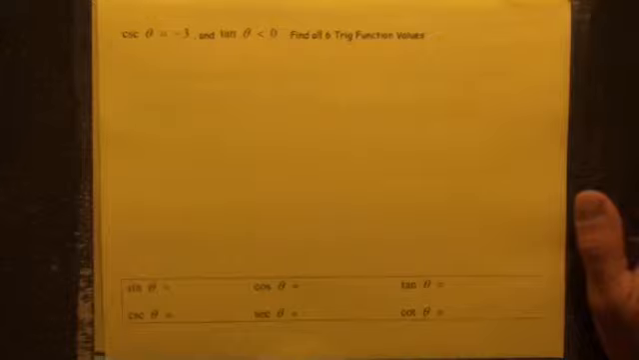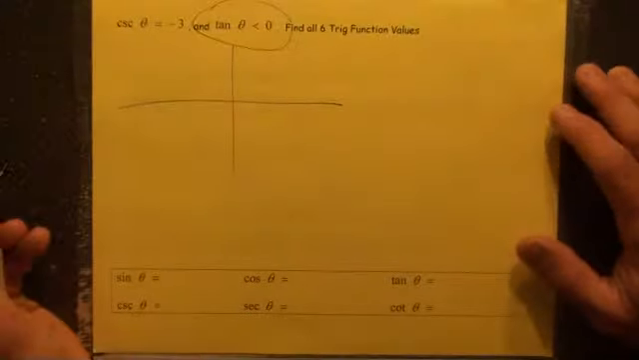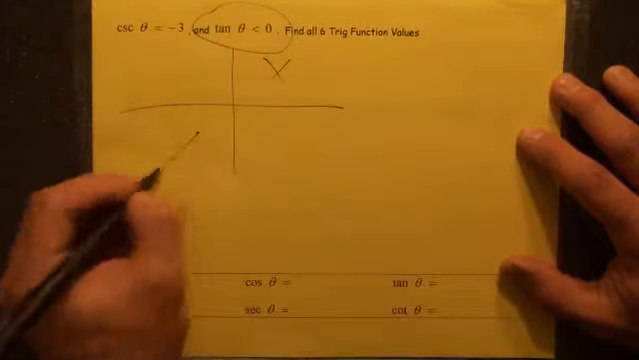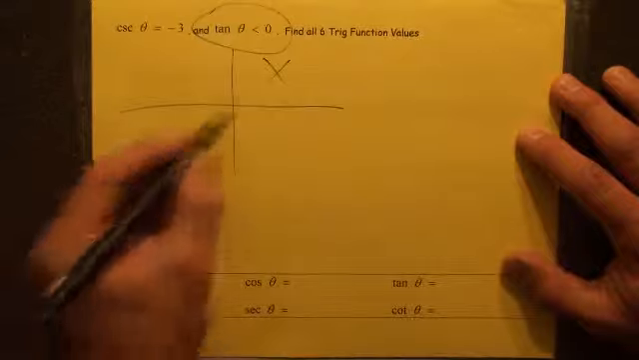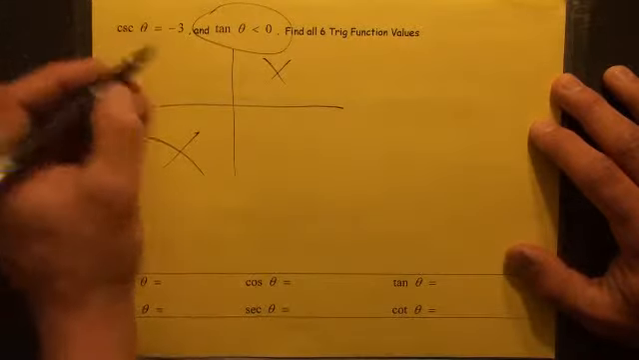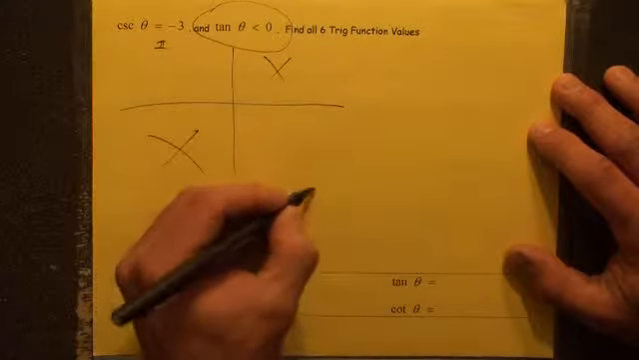All right, next one. Cosecant theta equals negative 3, and tangent theta is less than 0, meaning tangent theta is negative. All right, so where is tangent negative? Well, definitely not here, that's quadrant 1. And not here either, because tangent is sine over cosine, and this is both negatives, therefore tangent's going to be positive. So we're talking about reference angles in quadrant 2 and quadrant 4. Let's take a look.